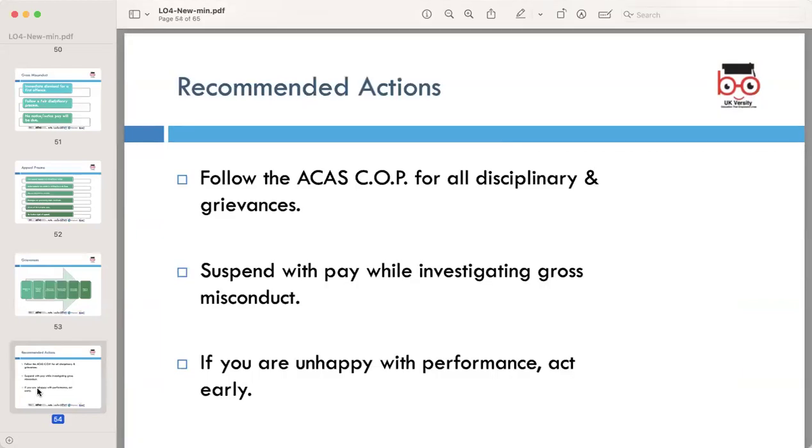Recommended actions follow the ACAS COP for all disciplinary and grievances. Suspend with pay while investigating gross misconduct. If you are unhappy with performance, act early. So basically, recommended actions adhere to the ACAS code of practice for both disciplinary and grievance procedures. When investigating gross misconduct, consider suspending the individual with pay. If you have concern about an employee's performance, take proactive measures and address the issue as soon as possible.